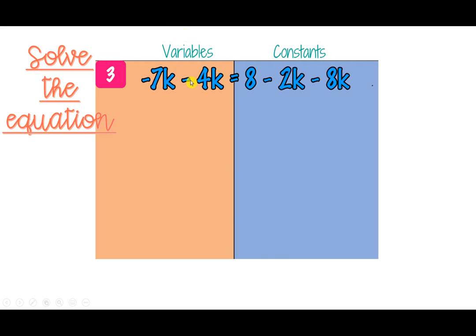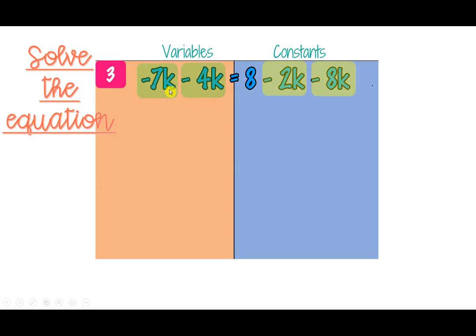Negative 7k minus 4k is equal to 8 minus 2k minus 8k. I want variables on one side and constants on the other side. But if I notice, I've got 2 variables over here, 2 variables over here. Therefore, I've got to combine my like terms. My like terms on the orange side of the equation is a negative 7k plus a negative 4k. My like terms on the blue side of the equation is negative 2k and negative 8k.